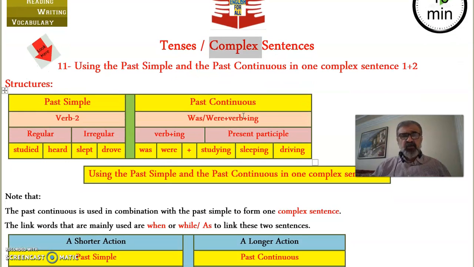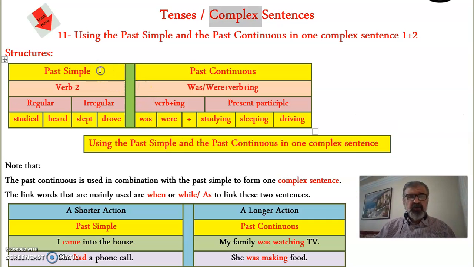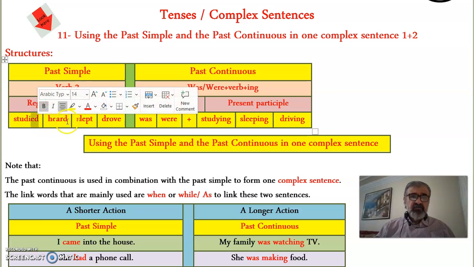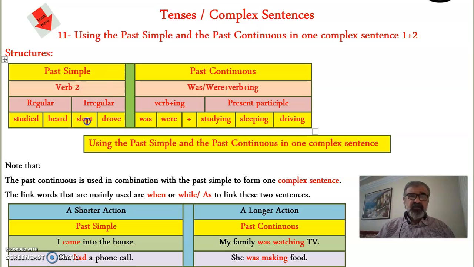Okay, now let's start with, again, today, the past simple and the past continuous. Just to remind you, the past simple is used as one verb only, and it could be regular or irregular. And let me also remind you that regular verbs end with a D or ED: studied, played, heard, while irregular verbs, we change the whole verb from base into verb-2, from sleep to slept, from drive to drove, from come to came, from eat to ate. On the other hand, the past continuous is used in the following structure: was or were plus verb-ing. Okay, now, was playing, was studying, was sleeping, was driving.